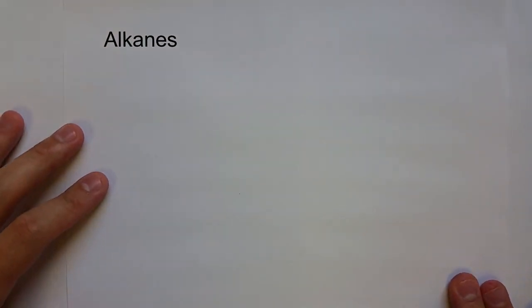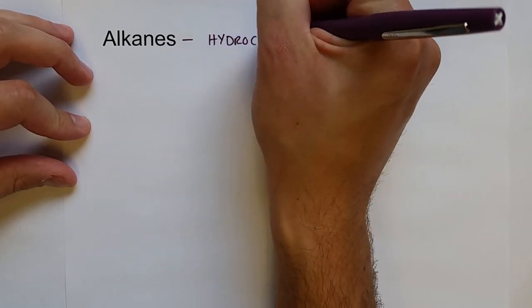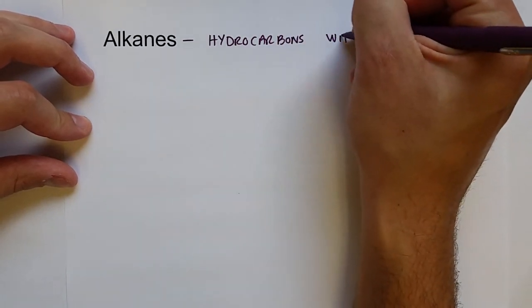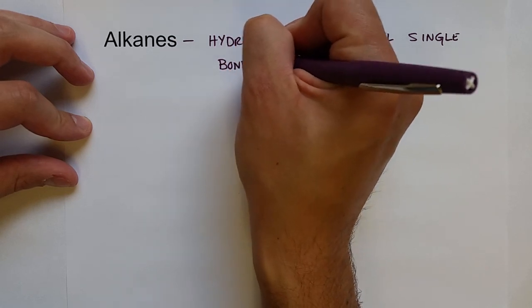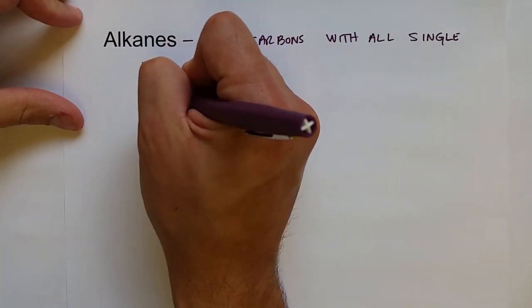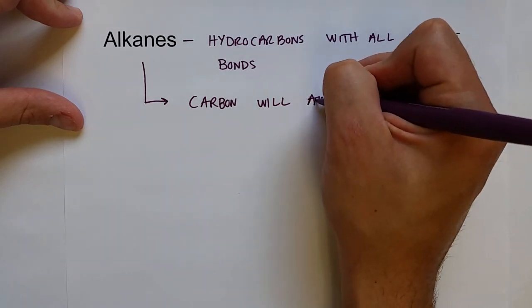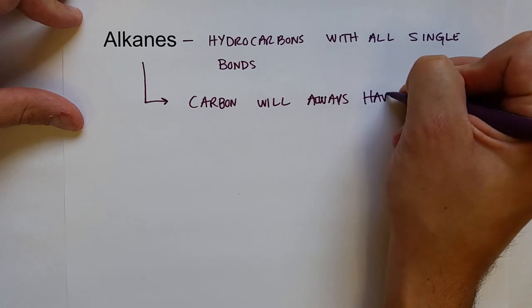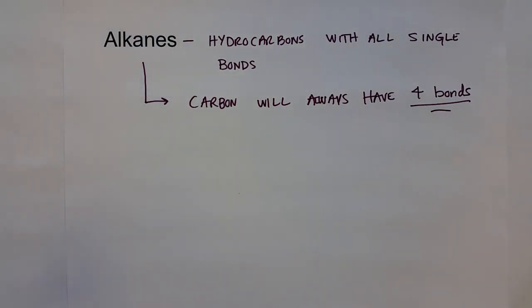So to start off, we'll initially just talk about molecules that contain just carbon and just hydrogen. And if those compounds contain only single bonds, they are known as alkanes. So alkanes are hydrocarbons with all single bonds. A couple things to remember when we're starting to talk about organic compounds is that carbon is always going to have four bonds. So stable organic molecules always contain carbon having four bonds.